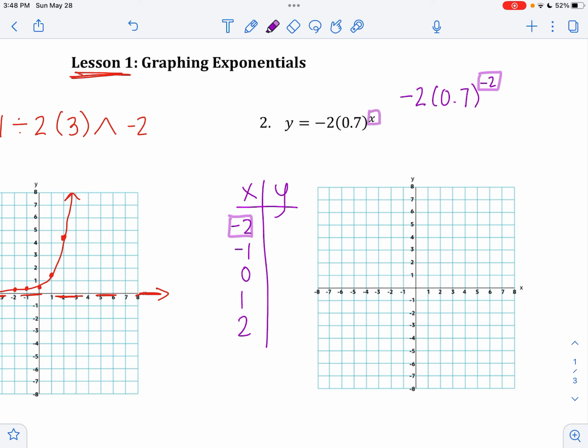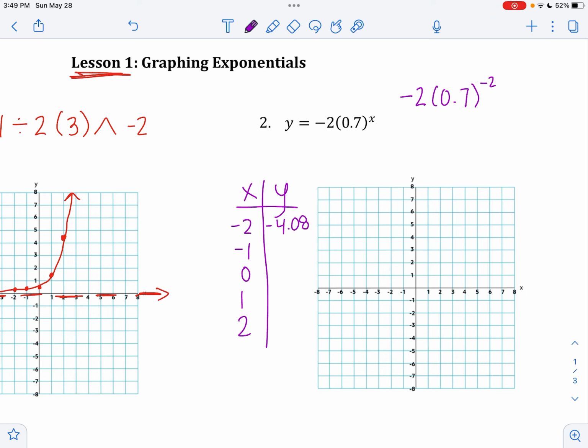And that's what I'm plugging in to x right there. Okay. And I'm going to put that in my calculator. So -2, parentheses 0.7, and then raised to the power of -2. And that should give you -4.081. So I'm just going to say -4.08.